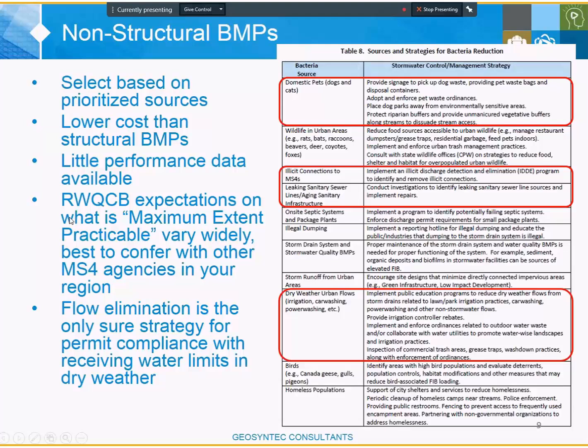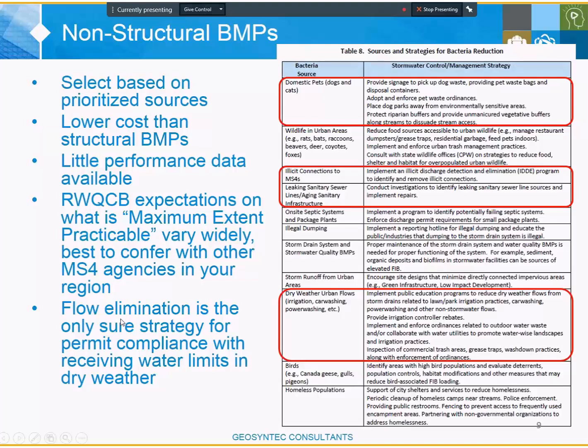Another thing that I'll note here is that the regional board expectations on what is maximum extent practicable, a standard in MS4 permits across the country, vary widely. So it's really best to confer with other MS4 agencies in your region to understand their interpretation of maximum extent practicable, because everyone asks us, well, how much is enough? How many non-structural BMPs is enough? Non-structural BMPs are much harder to quantify than structural BMPs. So the answer to how much is enough, well, it depends on what your regional board expectations are.